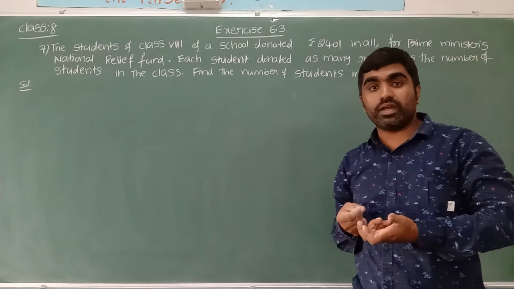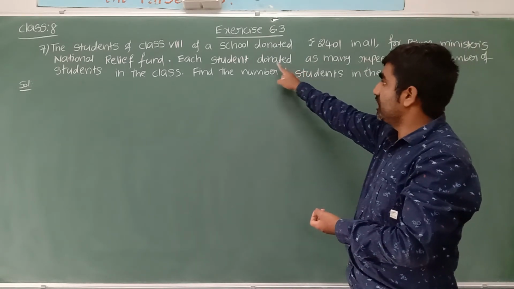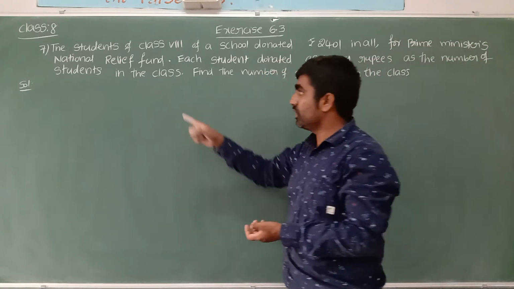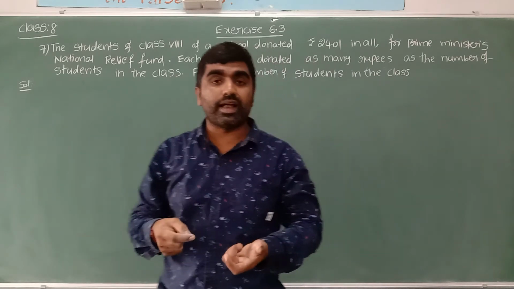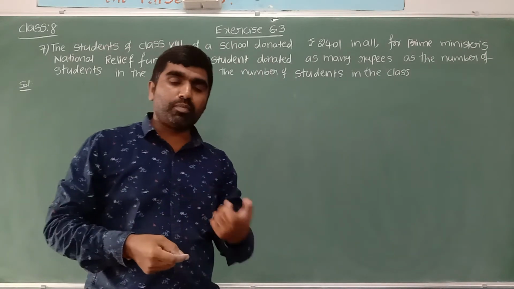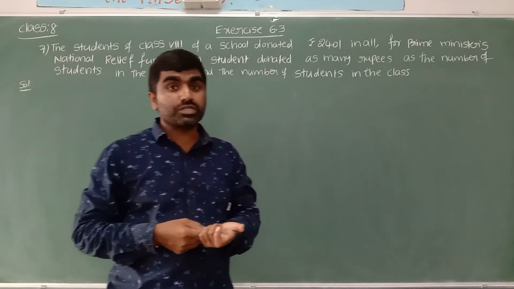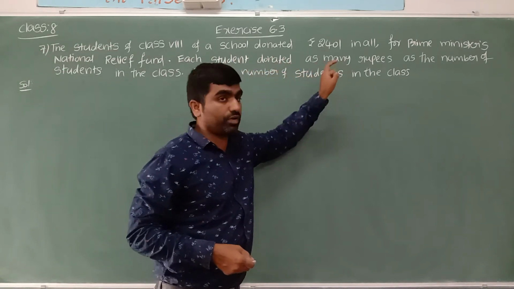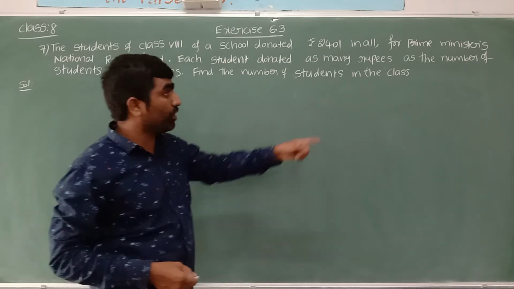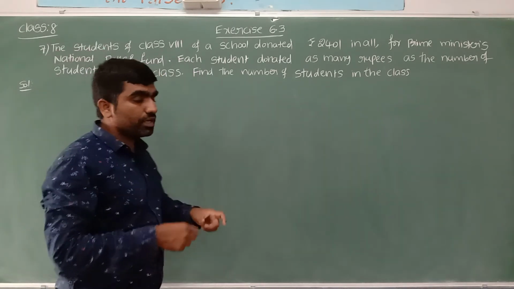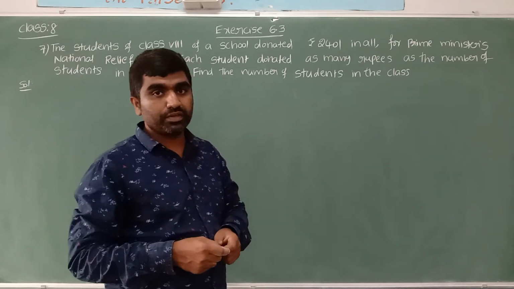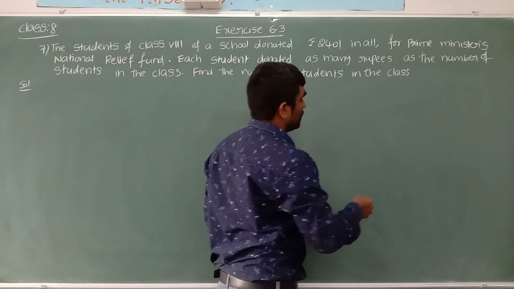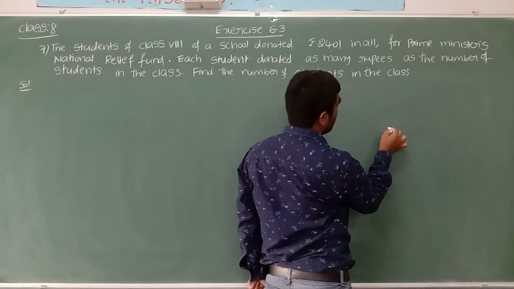So what is the amount given by each student? For the given condition, the amount donated by each student is equal to the number of students in the class. What is the meaning of this? Suppose in a class 10 students are there. The amount donated by each student is also 10 rupees. Suppose the number of students is 20. The amount donated by each student is 20 rupees.